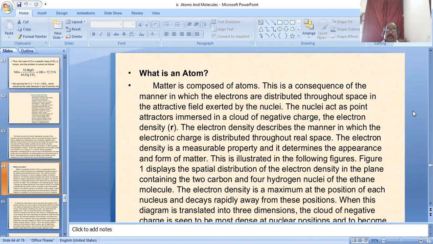The electron density describes the manner in which the electronic charge is distributed throughout real space. The electron density is a measurable property and it determines the appearance and form of matter. This is illustrated in the following figure.